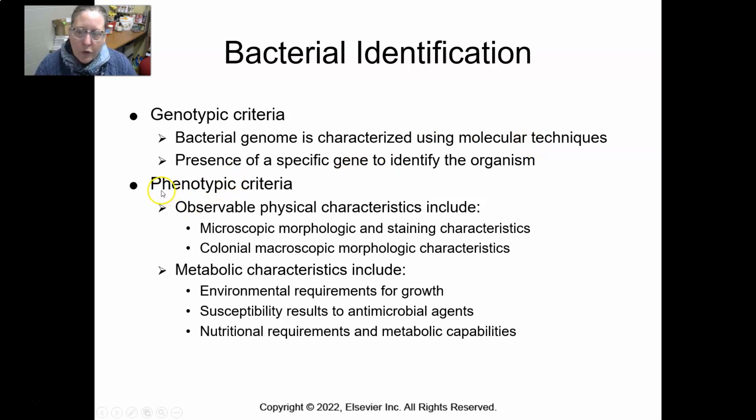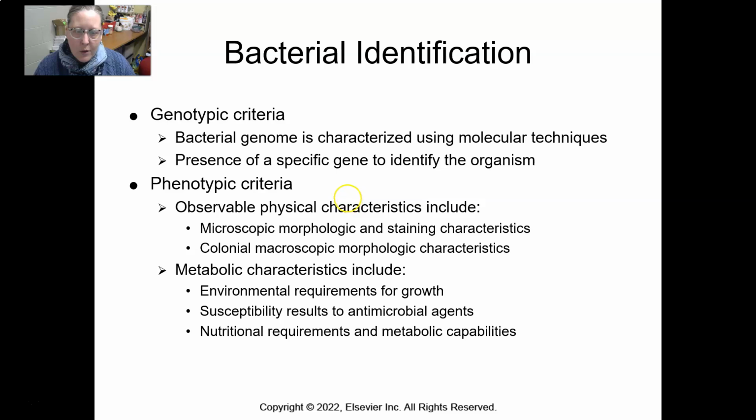And then if you use phenotypic criteria, you are looking at observable physical characteristics, like what it looks like when it grows on the plate, so the colonial and microscopic morphology. And then if you make a gram stain off of that colony on that plate, what does it look like in the microscope? You have gram-positive, gram-negative, cocci, rods, what do you have?